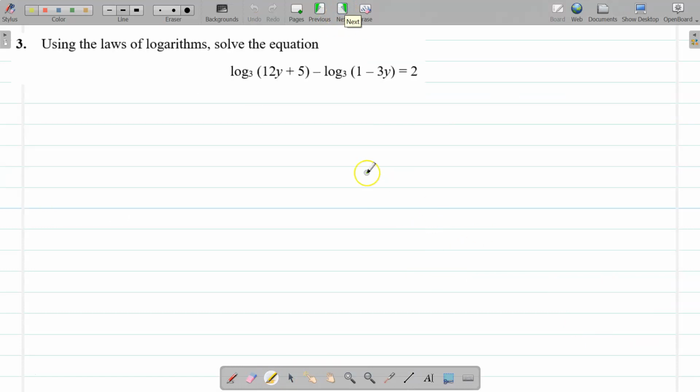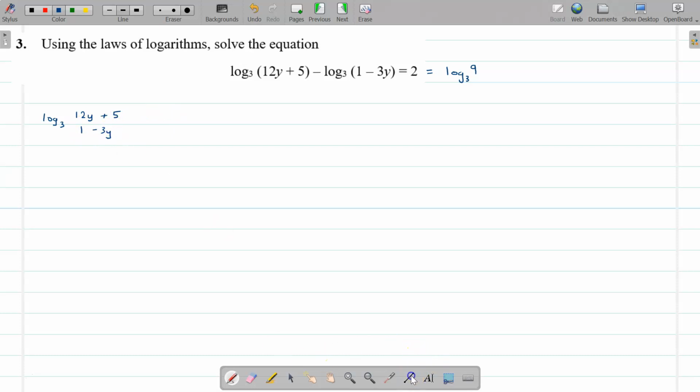Next question. This is about logs. Okay, I've got a log 3 there, a log 3 there, and I've got a number here. Don't want a number. What I want to do is write that as a log 3 as well. So it's going to be log to base 3 of 9, because 3 to the power 2 is 9. And now I've got everything in terms of log 3. So I can now say that log to base 3 of, and I'm going to make a fraction by using the rules of logs with the minus sign there. It means I've got 12y plus 5 on the numerator, and underneath that 1 minus 3y.